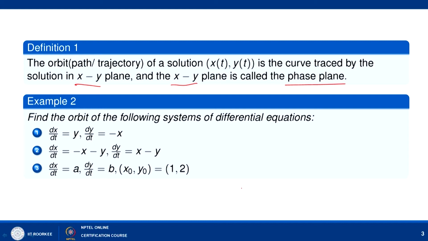So, the first one is dx/dt equal to y and dy/dt equal to minus x, and if you look, this is similar to the previous problem. In fact, it is the same as the previous one, and here we can say that the orbit is given as x squared plus y squared equal to 1. So, the orbit of this system of differential equations, dx/dt equal to y, dy/dt equal to minus x, is x squared plus y squared equal to 1 here.